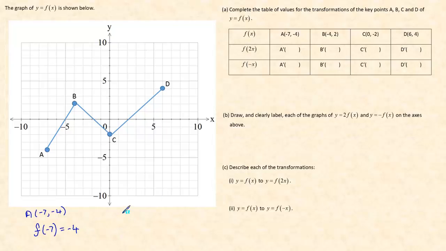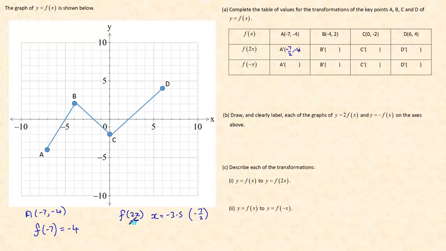Now when I consider f of 2x, to get -7 in here, x has to be -3.5, or as a fraction, -7/2. So this one is going to be -7/2, -4.